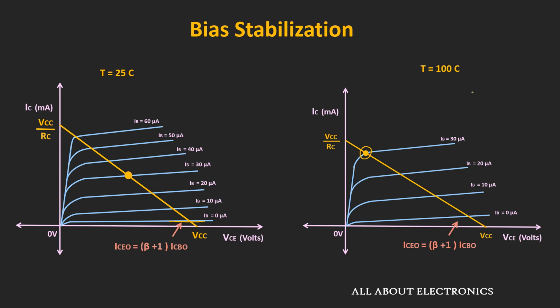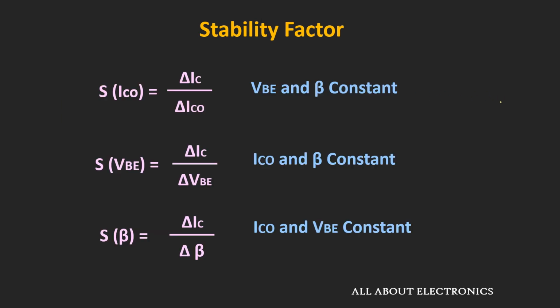That is why, to operate the BJT in an environment where the temperature is changing continuously, the stability is a very important parameter. So the stability of the BJT circuit is defined by the stability factor. And as there are three factors that affect the operating point, there are three stability factors. The first stability factor defines how the collector current changes with the change in the reverse saturation current. And during the calculation of this factor, it is assumed that the other two parameters, that means the voltage VBE and the beta, are constant.